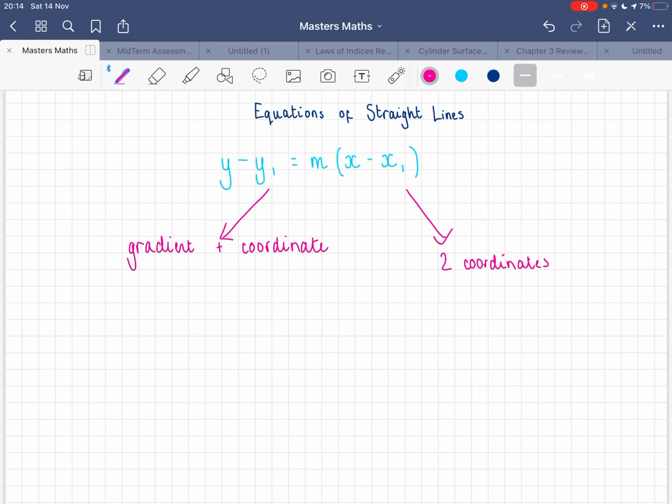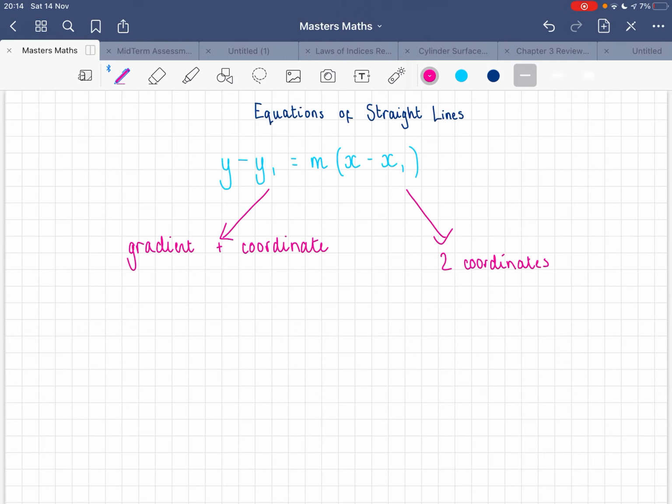So the formula is y minus y1, where y1 is your y coordinate of the point that you know, equals m, where m is the gradient, multiplied by x minus x1, where x1 is the x coordinate of the point that you know. And you can plug what you find into that formula and find the equation of a straight line.